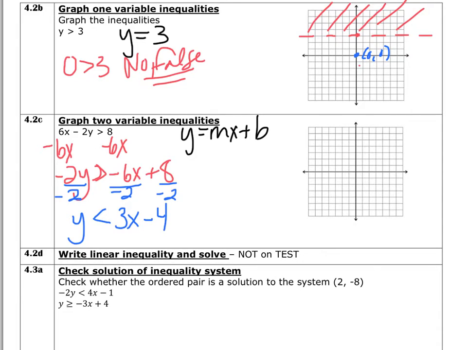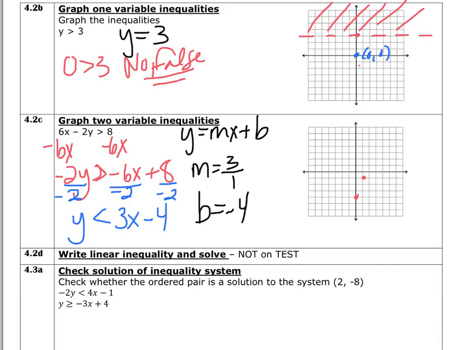Now based on this, I can identify that the slope is 3. I like slope as rise over run, so I'm just going to put it over 1 to see its run. And then the y-intercept is negative 4. So to graph it, I'm going to go to the y-intercept at negative 4 first, plot a point. From this particular point, I'm going to move the slope, rise over run. I'm going to rise 3 and go to the right 1. So from here, rise 3, right 1.